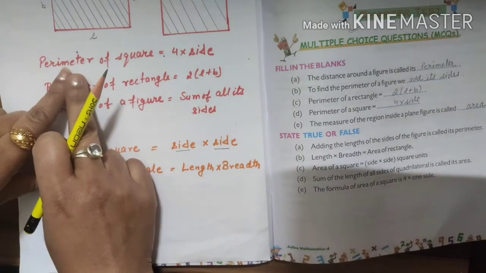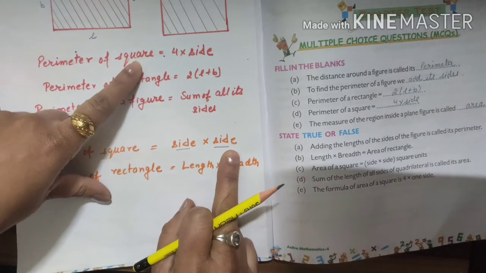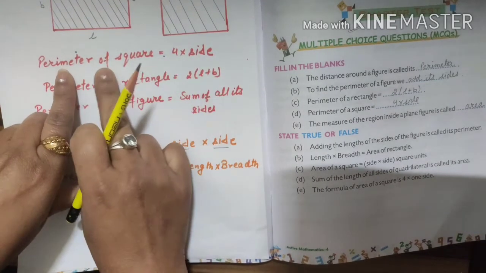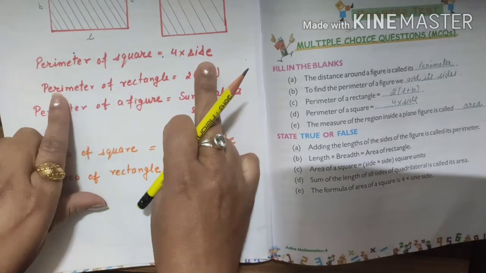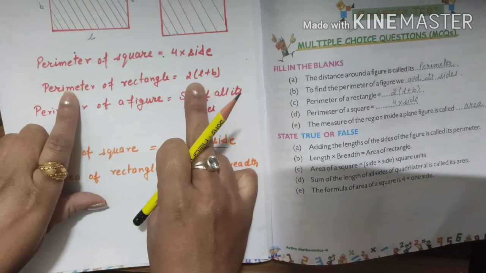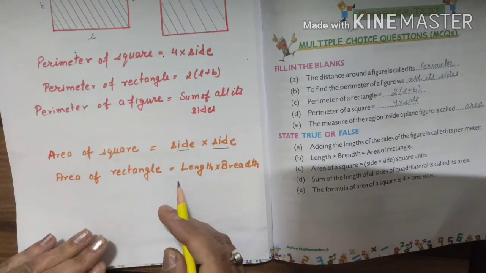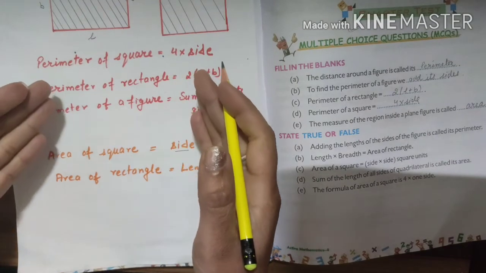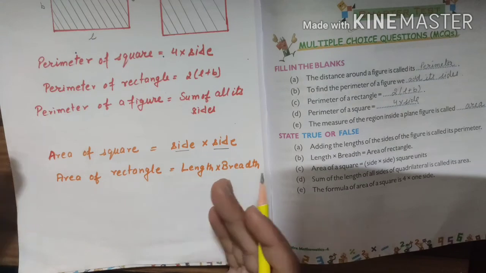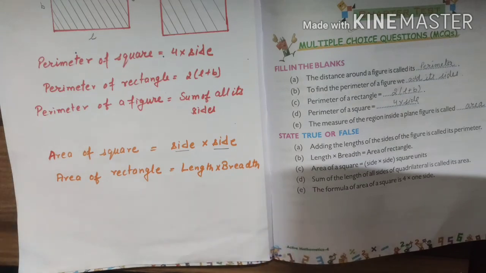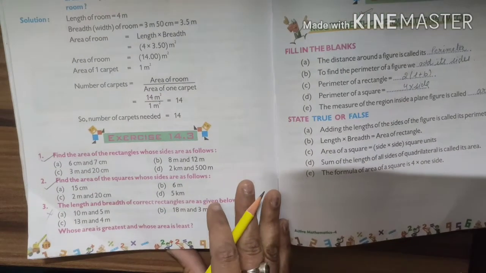Sometimes students write the perimeter of the square as side multiply side. Please clear this: perimeter of the square is equal to 4 multiply side, and perimeter of a rectangle is 2 into length plus breadth. The formulas of the perimeters are different and the formulas of the areas are different. So don't be confused, and practice these formulas.